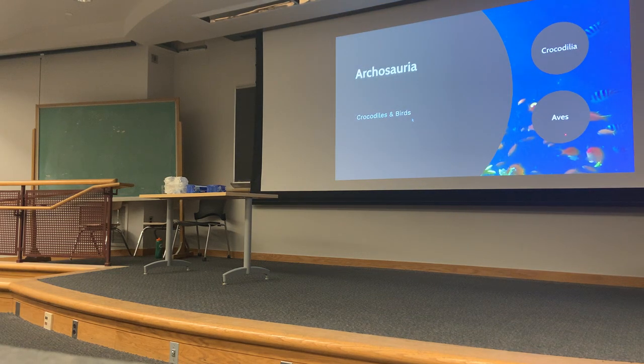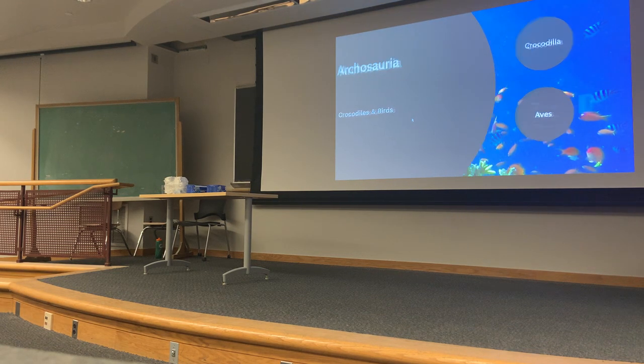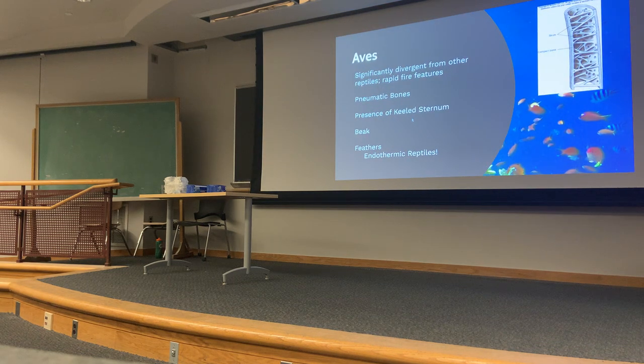The other group in Archosaurs is birds. So, birds and crocodiles are most closely related to each other. And we see a lot of divergence from our normal reptile features. Their bones are really hollow, they don't have super strong bones. They have a large keel on their sternum, so if you've ever seen the skeleton of a bird, they have this large kind of extension of their sternum that allows muscular attachment. And this is something that allows them to fly, because if they don't have these large, very powerful breast muscles, they won't be able to create enough force to create lift to fly.